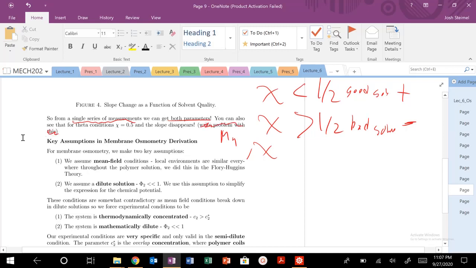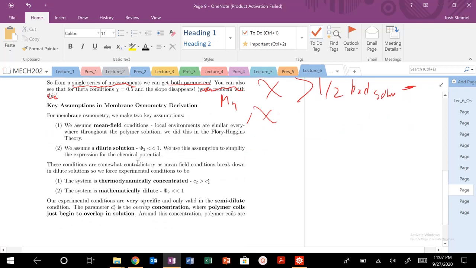So anyways, what are the key assumptions that we made in our membrane osmometry derivation? Well, there's two key assumptions. One, we assume mean field conditions. We've talked about mean field before, specifically in the context of Flory-Huggins theory as well. We also assume a dilute solution. That was the key assumption that we made to simplify this expression.